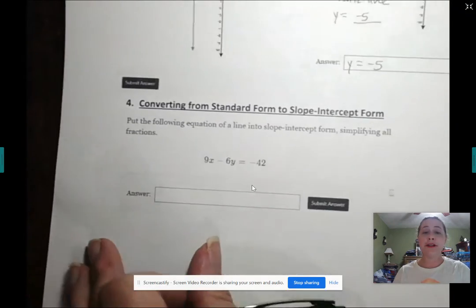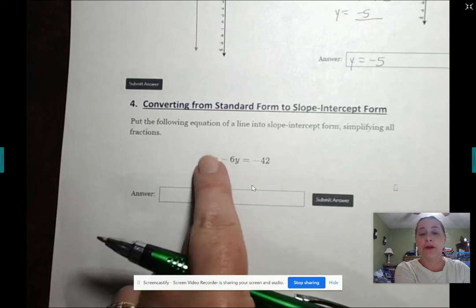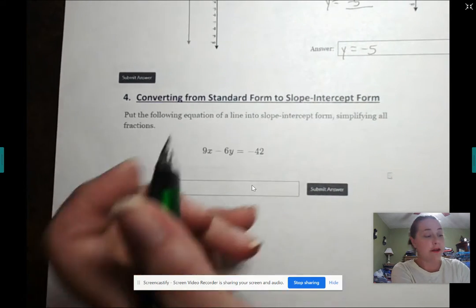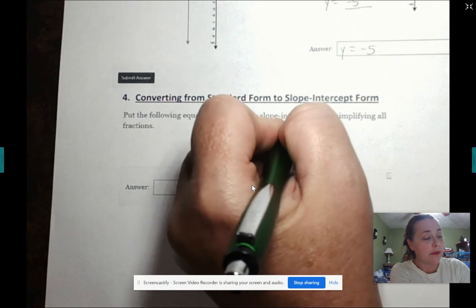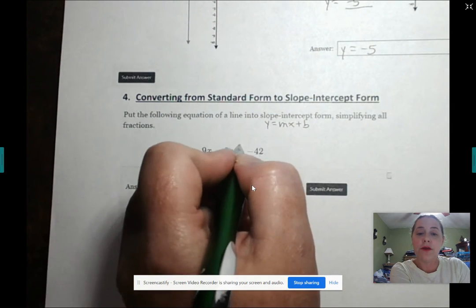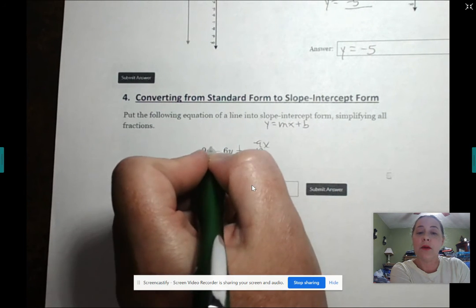Okay, can we convert from different forms? This is in standard form. We have x and y and their coefficients on one side, and we have a constant on the other. Can we turn that into slope-intercept form? Of course. All we have to do is get y by itself. So use your solving strategies to isolate y.